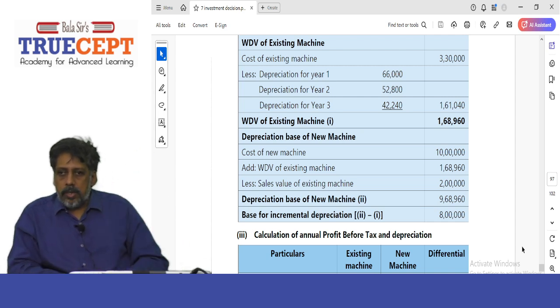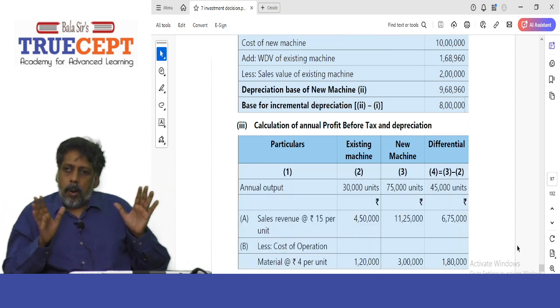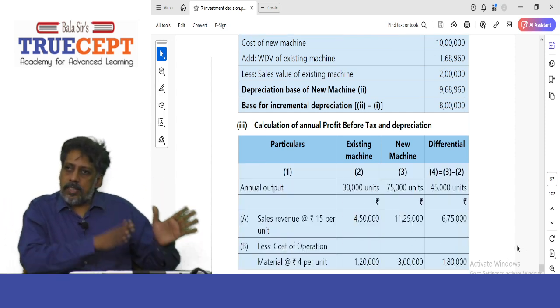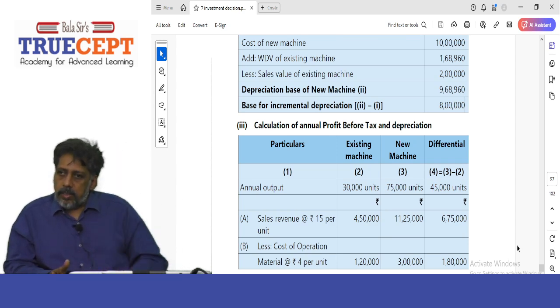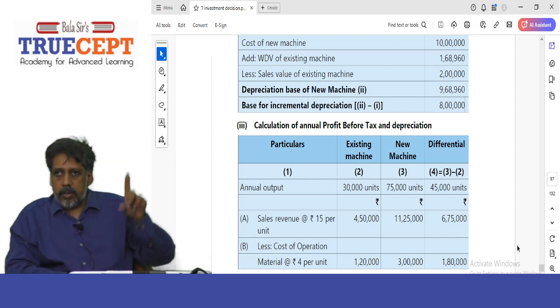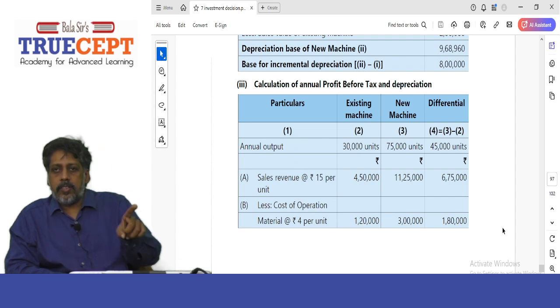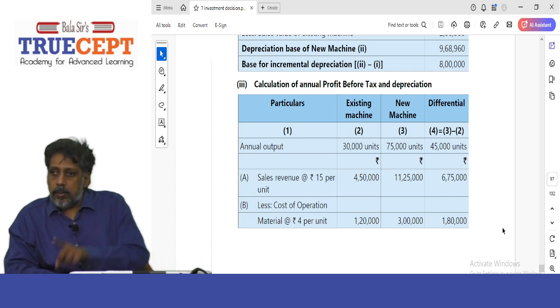Now we go to the next working. We want to calculate the annual operating profit, cash flow. That is annual CFAT, the incremental cash flow, right? He has made a table. So particulars, and then you have existing machine, new machine, differential, but focus on the difference. That is the number we're going to take later.